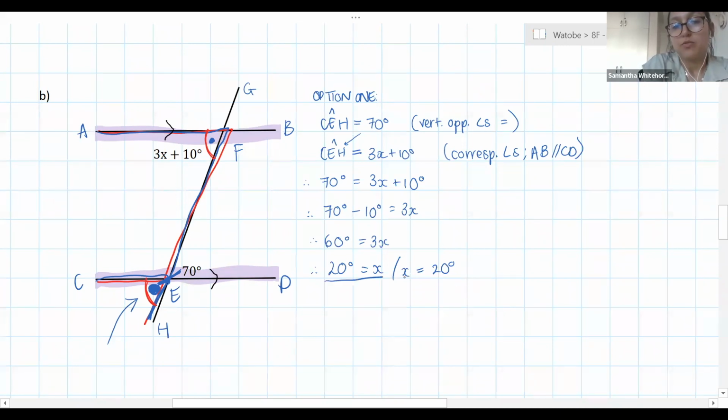Doesn't matter which order you write it in, as long as you get x alone, you have found your solution. Okay, so that's option 1, using corresponding angles. Option 2, we said, was co-interior angles.